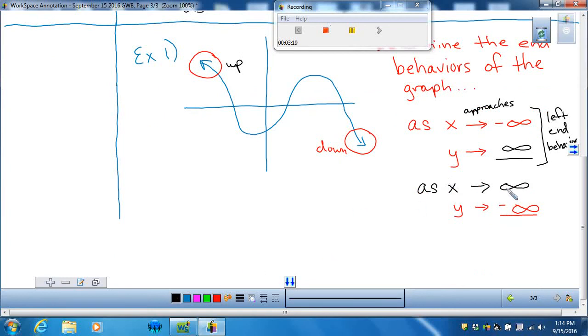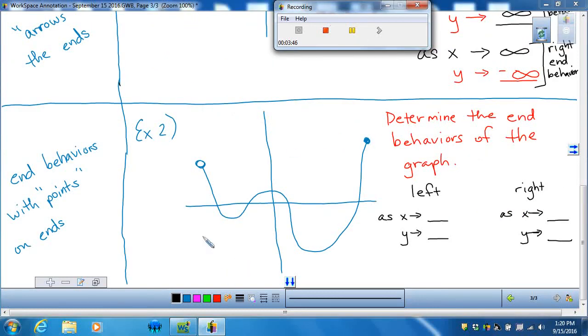And that is our right side end behavior. And they always come in pairs. You have two ends of a graph. You just locate them and you determine what that end is doing. So go ahead and pause and finish writing this down if you've not already. And we'll move on to the second example.